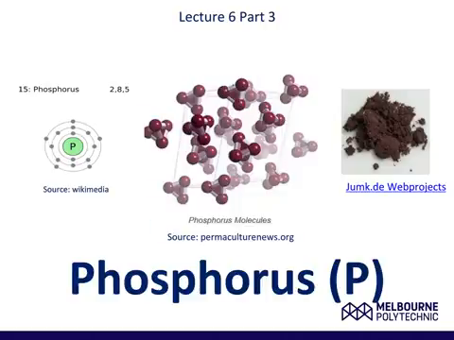Now we are going to talk about the macronutrient phosphorus. On the slide you see 3 images. One image is of red phosphorus as a powder. The middle image is of many phosphorus molecules. And the left-hand side is a Wikipedia image showing the elemental state of phosphorus. It has an atomic number of 15.